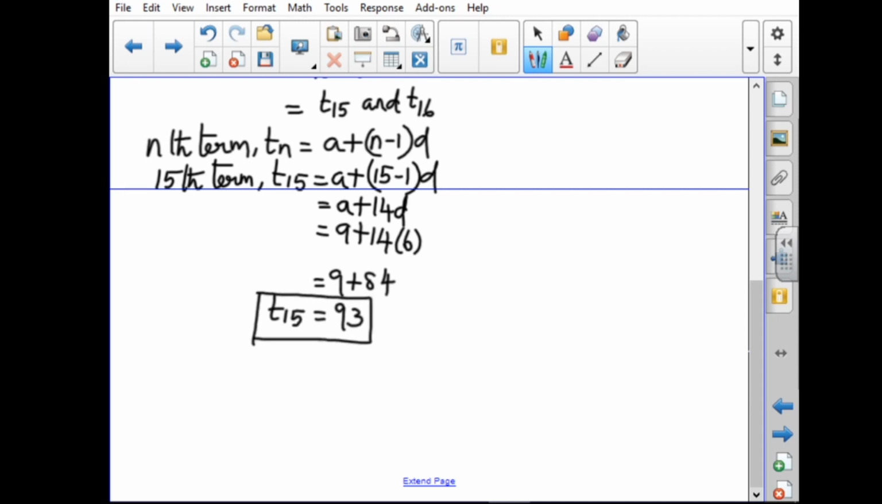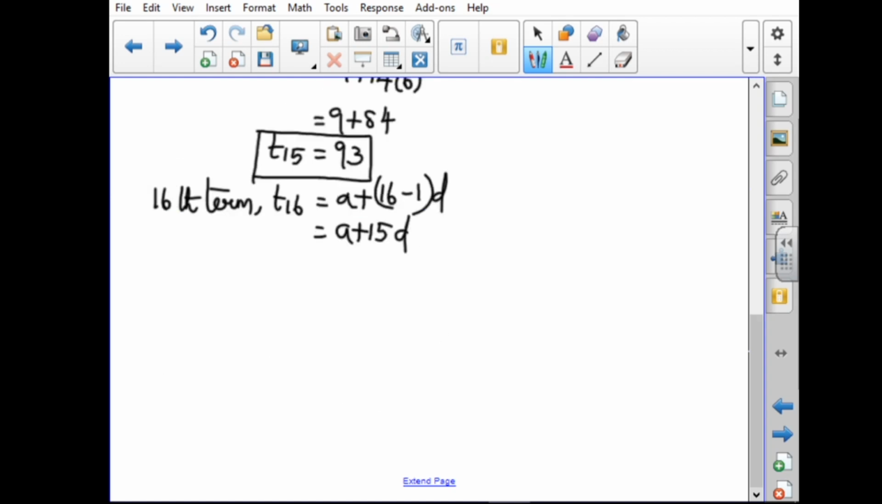Next, the 16th term. T16 equal to A plus 16 minus 1 into D, that is A plus 15D. Here A is 9, D is 6. So the answer will be 9 plus 90, since 6 5s are 30, with 90, the answer will be 99. So T16 equal to 99.